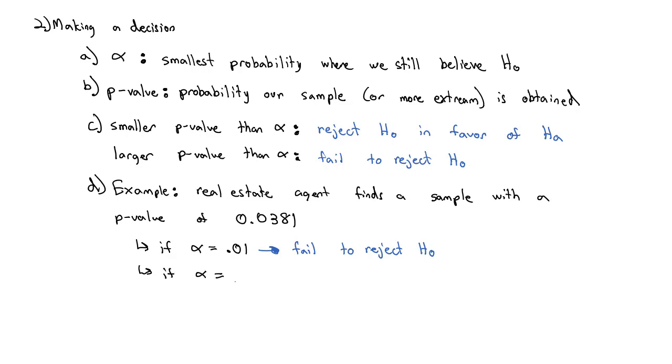If the alpha, though, was picked to be a different value, let's say the real estate agent picked alpha to be 0.05. Now notice the p-value is smaller. If you have a small p-value, then we're allowed to reject the null hypothesis. We're going to reject that rent is $1,500. We're going to conclude that there's evidence that it's bigger than the $1,500. That's how we're going to make our decision. If the p-value is smaller, we can reject. If the p-value is larger, we fail to reject.